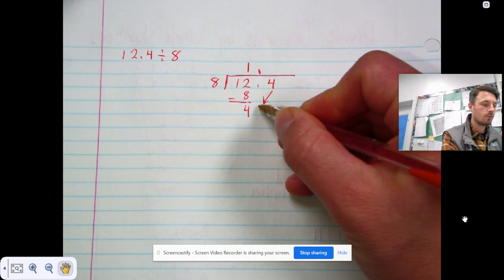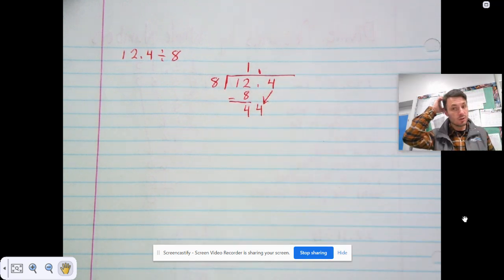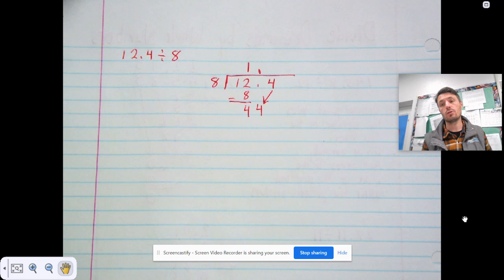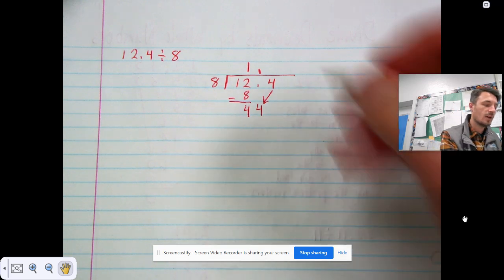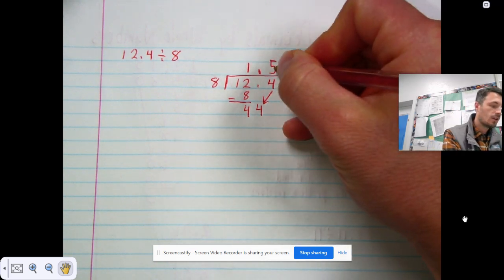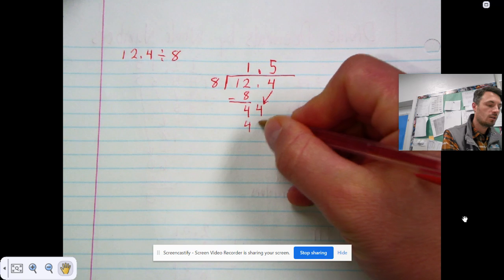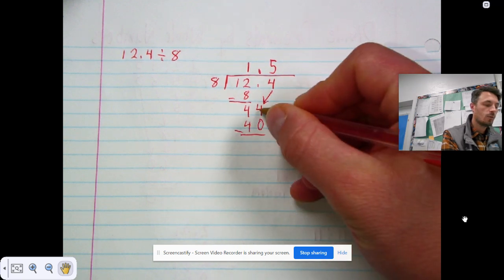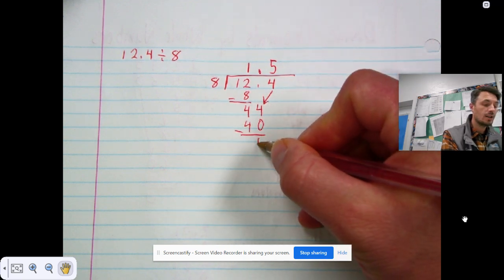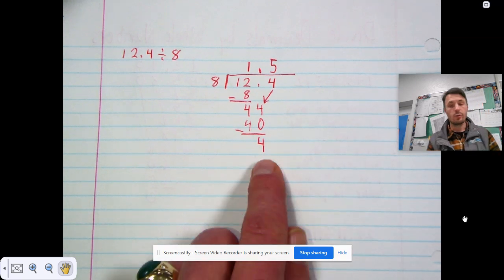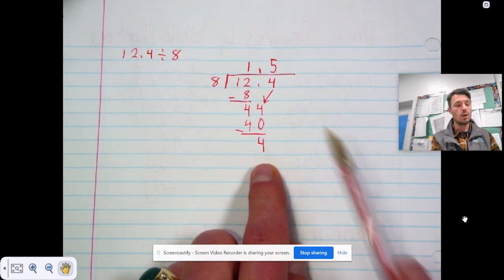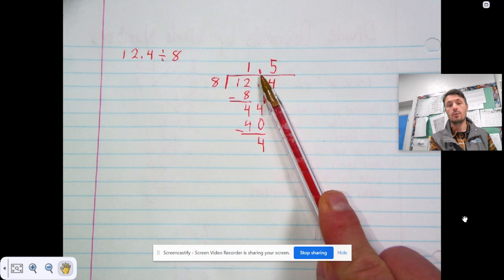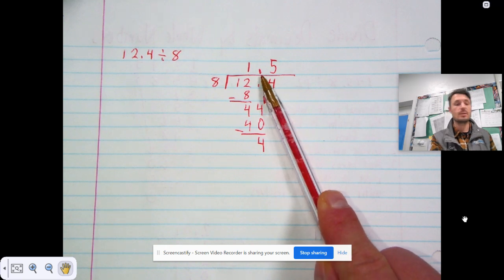Now we bring down. What times 8 gets us closest to 44 without going over? So 8 times 5 is 40. 8 times 6 is 48. That's too big, so we go back to 8 times 5. 5 times 8 is 40. And 44 minus 40 is 4. Do we write remainder 4? No, because we're already in the remainder part of the problem once we're to the right of the decimal point.